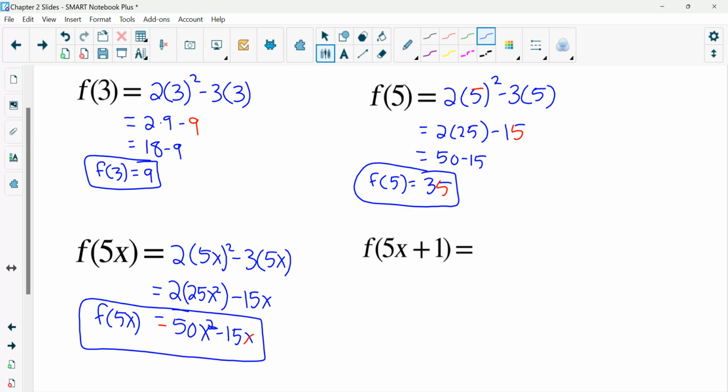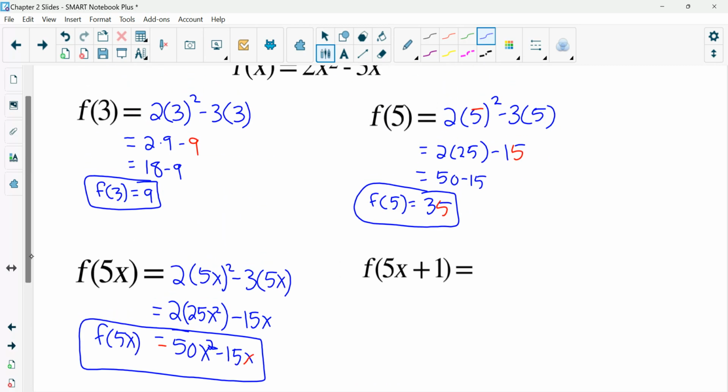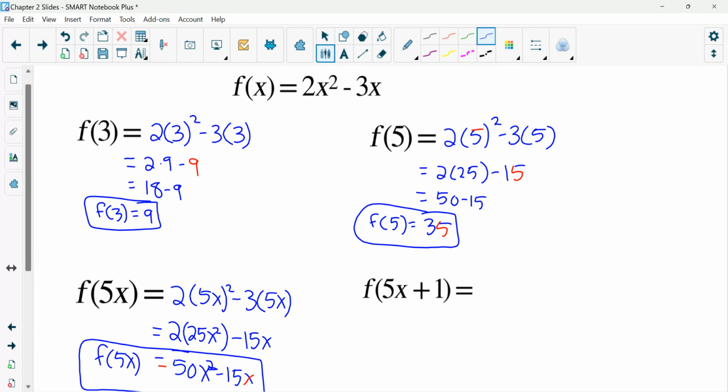Now, as we go to that last one here, f of 5x plus 1, that's where it gets a little trickier. Because I'd be doing 2 times the quantity of 5x plus 1, quantity squared, minus 3 times the quantity of 5x plus 1. And the reason that's a little bit trickier is because how do I have to do 5x plus 1 quantity squared?